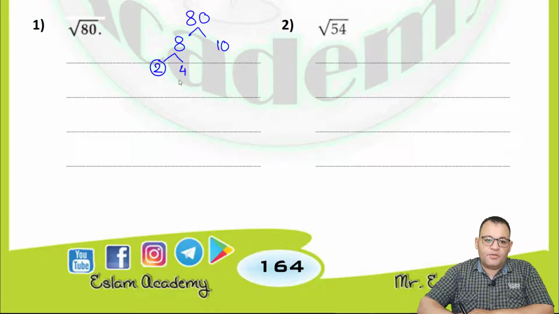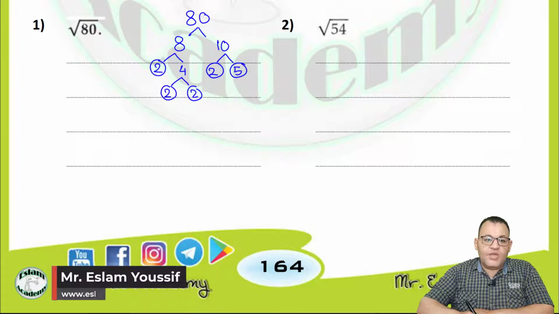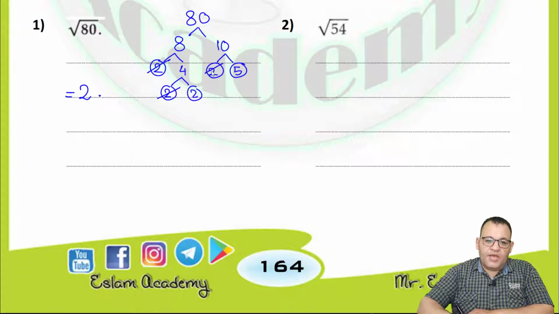2 is a prime number. 4 is not a prime number, so we can say it will be 2 multiplied by 2. 10 equals 2 multiplied by 5. So 80 equals 2 times 2 times 2 times 2 times 5. Because we have a square root, from each two similar numbers we can take one outside the square root. Also, we have two similar numbers again, so we can take one outside the square root. Any single number, just write it inside the square root. So the answer now will be 2 times 2 equals 4, root 5.